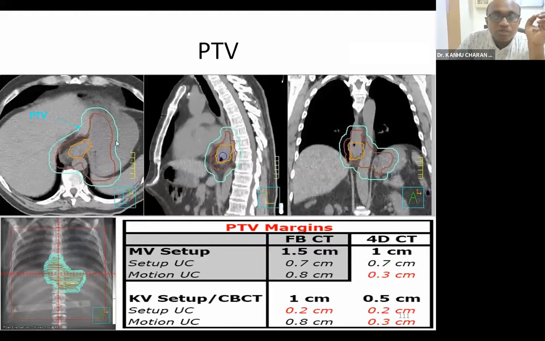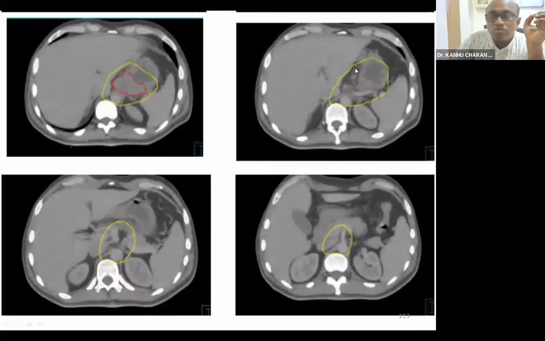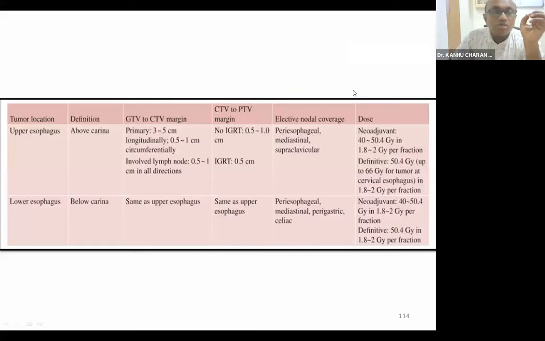Then PTV, you give 1 to 1.5 centimeter, and in this area you can take extra margin. I feel 1 centimeter is better for the lower esophagus rather than 0.7. So this is how we contour, taking the normal stomach. Per guideline, circumferential 1 centimeter, involved node 0.5 to 1 centimeter, CTV to PTV 0.5 centimeter. Below the carina, same as the upper esophagus, and peri-esophageal nodes, mediastinal, perigastric, and celiac nodes should be included.